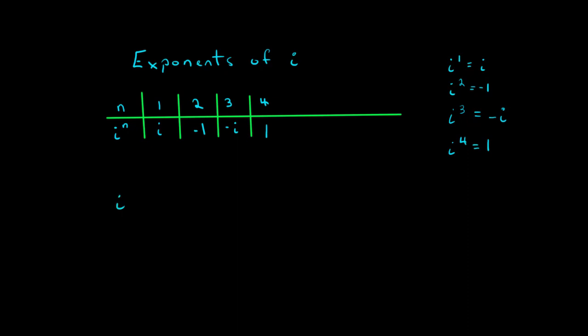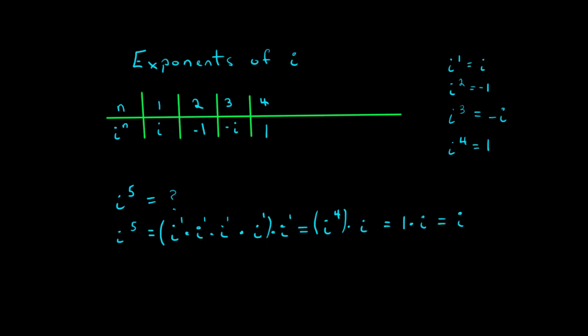So what about i to the fifth power? What's that going to equal? Well, i to the fifth is going to be i times itself 5 times. I'll write that out. i times i times i times i times i. That's going to be grouping things together. I'll put ones there just to be very explicit. We're going to group things together like this. That's going to be i to the fourth times i to the first power. And that's going to equal 1 times i, or just i. So we're back to i now. So I'll chart that there. i to the fifth power equals i. Just like i to the first power equals i.